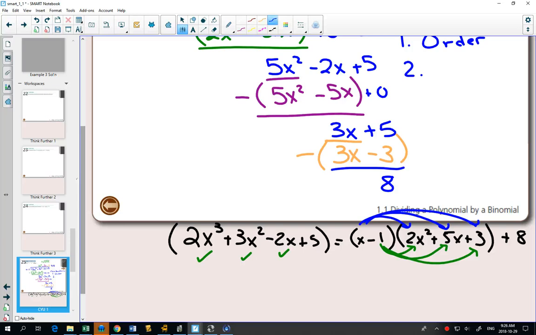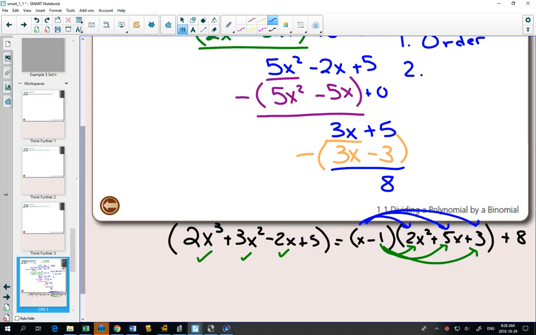This is called, what I've written in black here, is it on the next page? It's on the next page, so we'll talk about it already. This is called the division statement. You're often asked to write the division statement. The division statement is stating what you just discovered. We just discovered that this was equal to this times this, and it didn't quite work. We had to add 8.